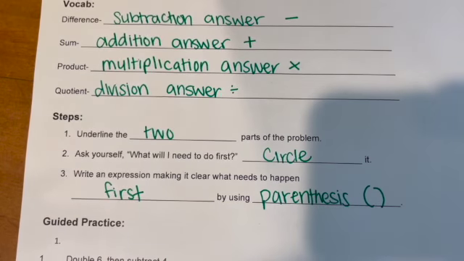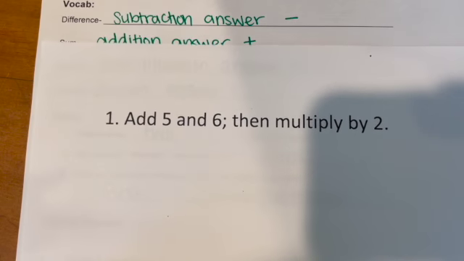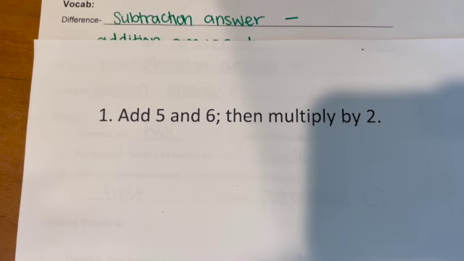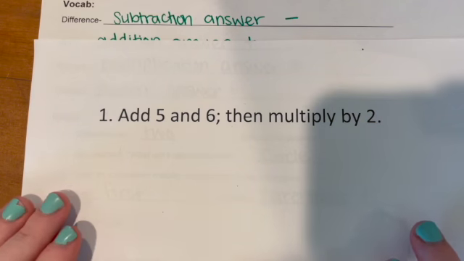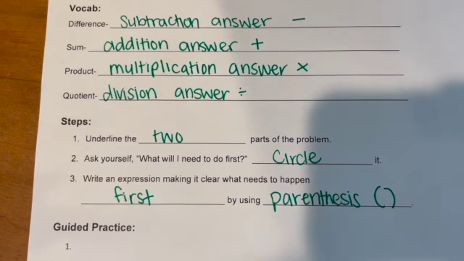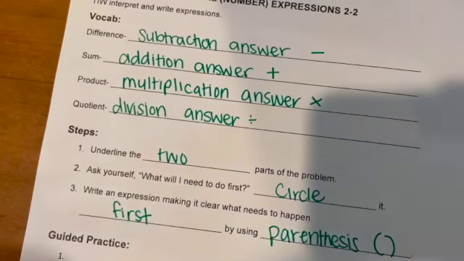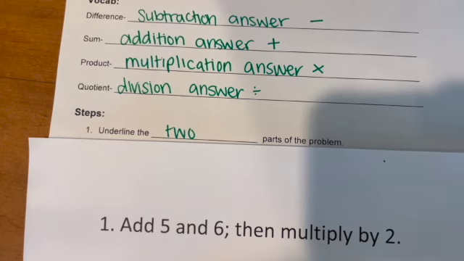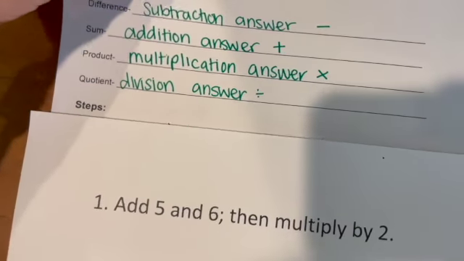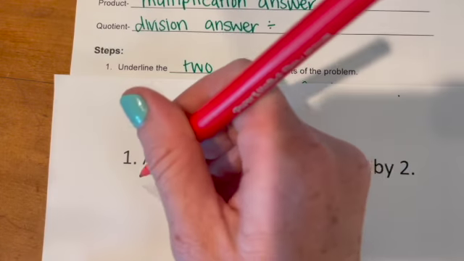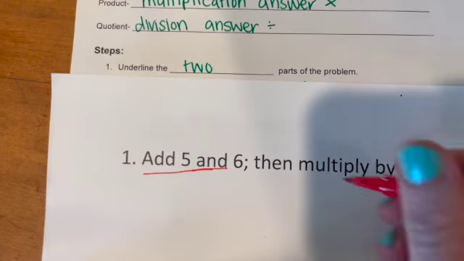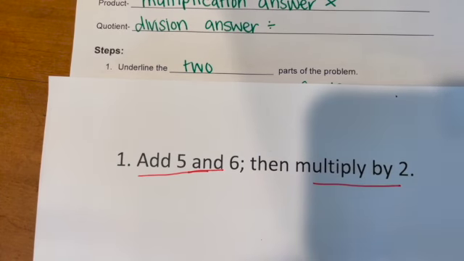Okay, so now I'm getting out my red pen, so you're going to pause and look at my example. Our first problem says add 5 and then multiply by 2. So again, I want to have my steps out with me so that I know what this problem is asking me. Step number 1 says underline the 2 parts of the problem. So I have add 5 and 6, that's one part, and then multiply by 2, that's my second part.